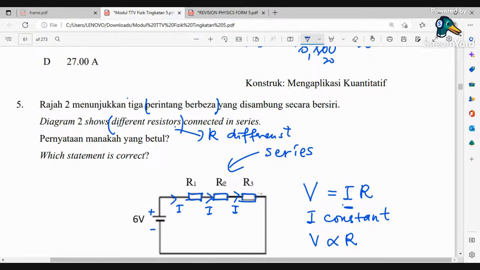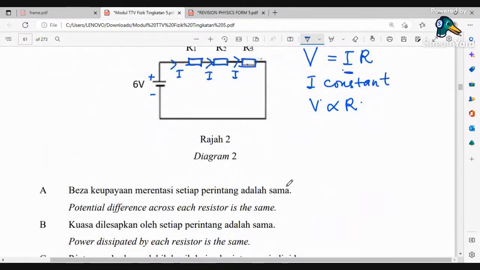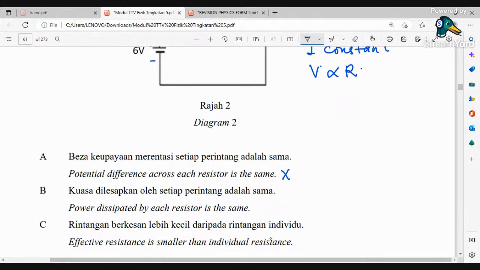V adalah sama across here, but they are arranged in series. They will become potential divider. So R1, R2, R3 will share the voltage. Okay, if their resistance is different, means voltage across also different. So the voltage cannot be same. Voltage tak sama. Ini salah.